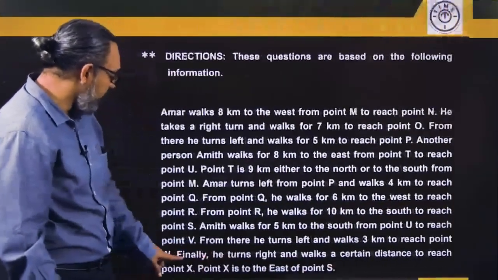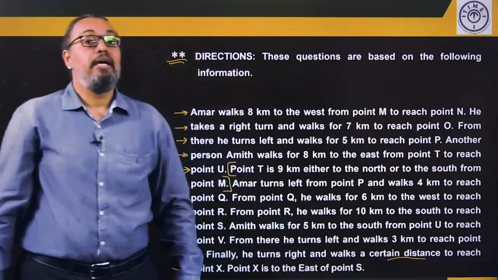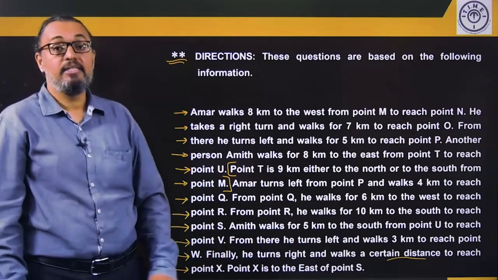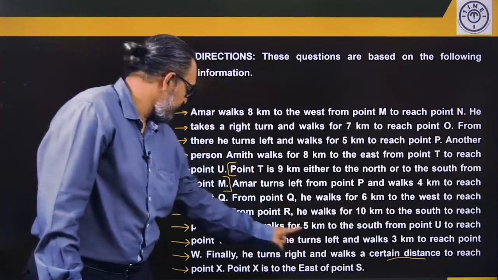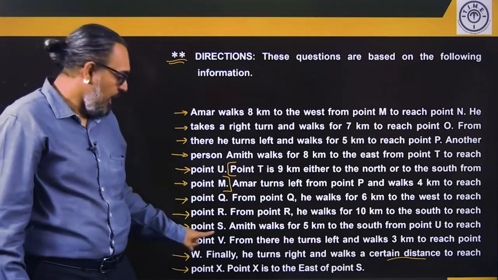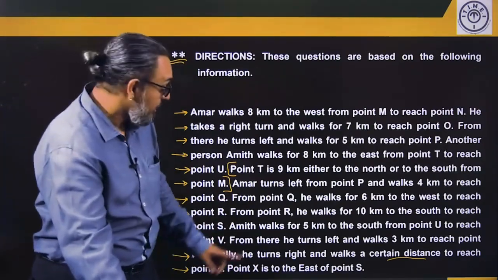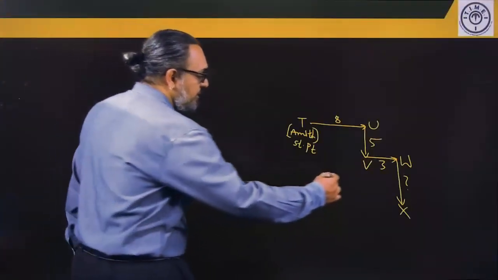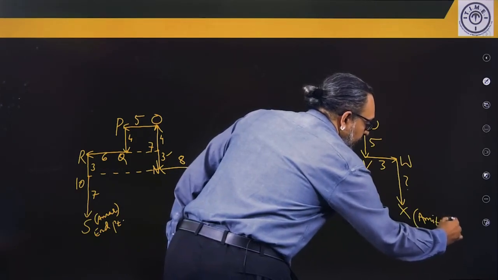Then finally there is one more line. Point X is to the east of point S. Now that is the one which is very important. The last point is giving a relation between S, which is the last point for Amar, and X, that is the last point for Amit. So, east of S, he says. Now, X is identified as Amit's endpoint.